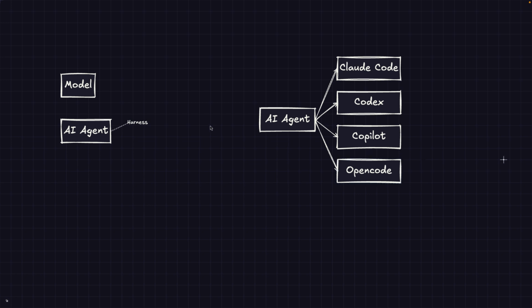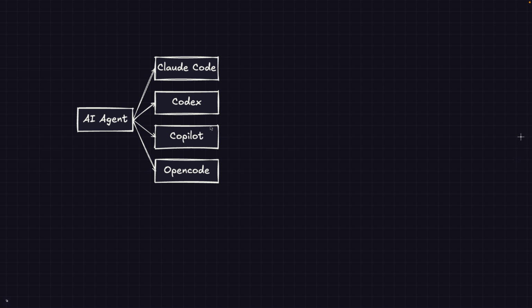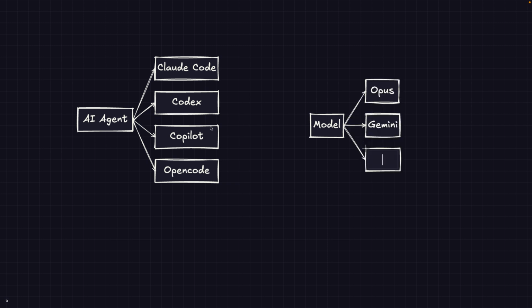Okay, then we have something called the model. The model is the brain, basically. And what are some examples of models? We have things like Claude Opus, Sonnet, and Haiku, and other models like the Gemini models, and we also have the Codex model or GPT models from OpenAI. So these are the models.